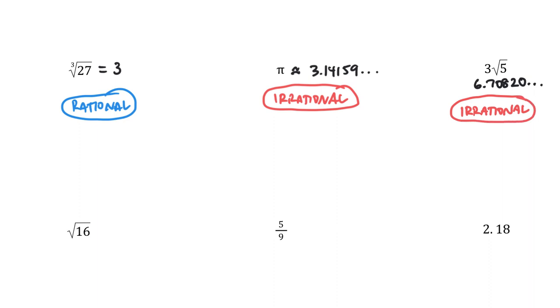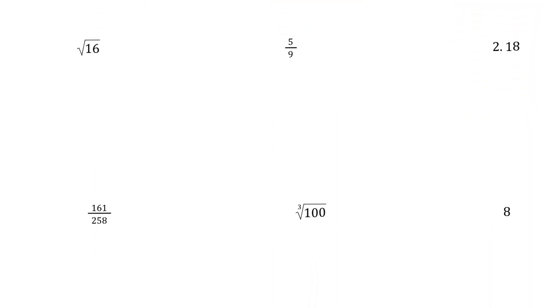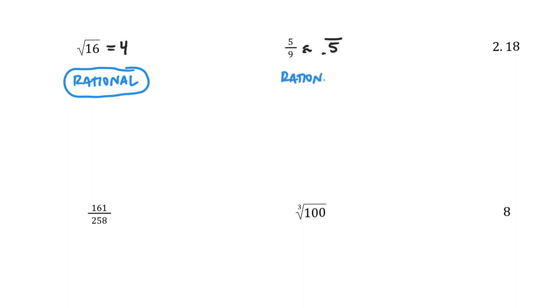Okay, a couple more here. Square root of 16. If you put square root of 16 in your calculator, that's 4. That's a normal number, rational. 5/9. If you put 5/9 in your calculator, you get 0.5 repeating. That is a repeating decimal. Repeating decimals are rational.